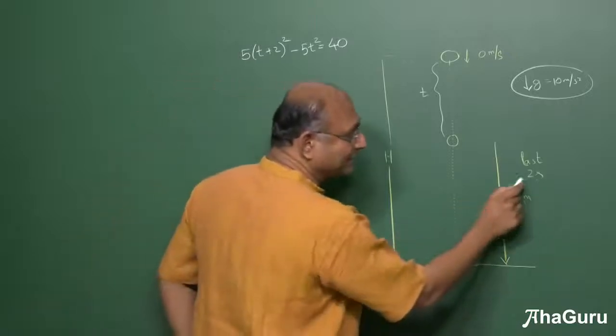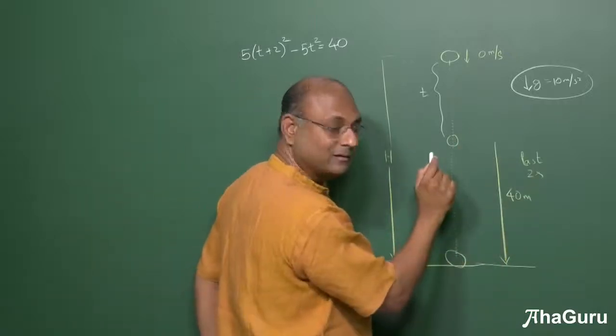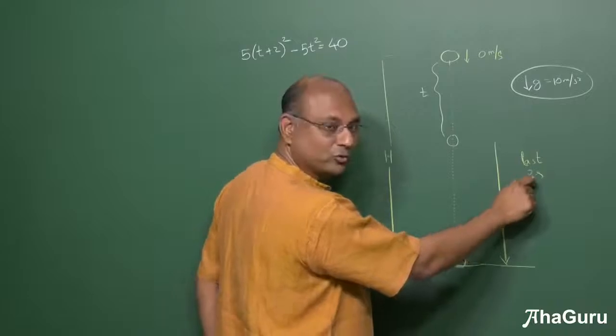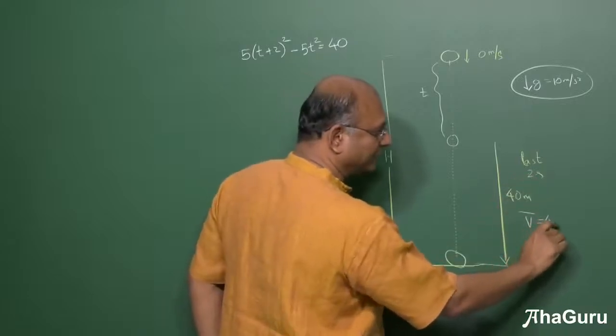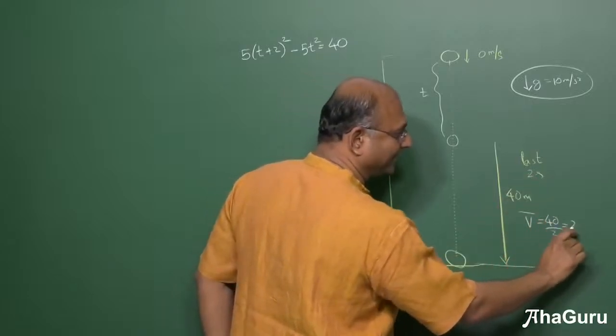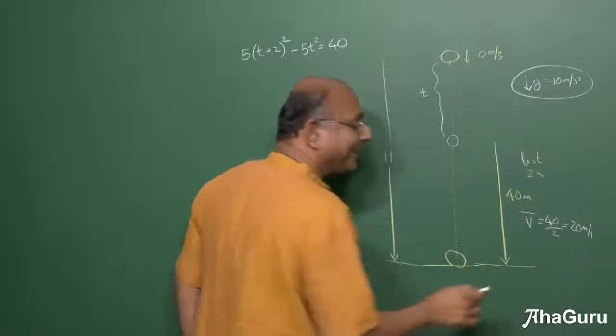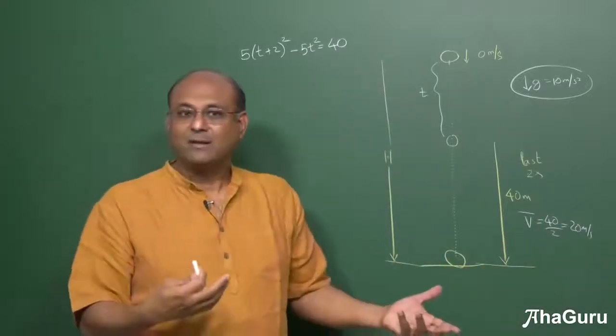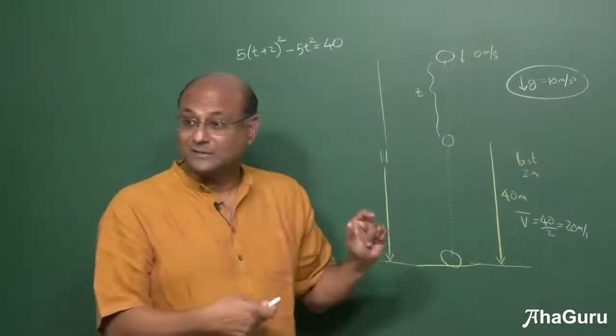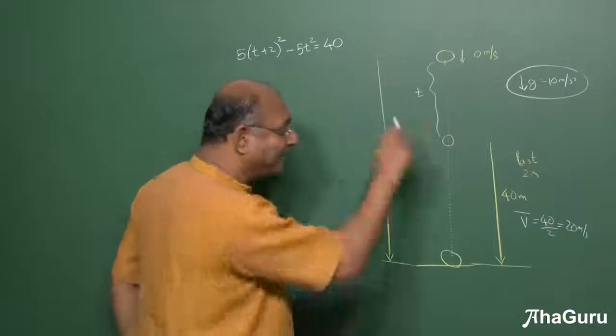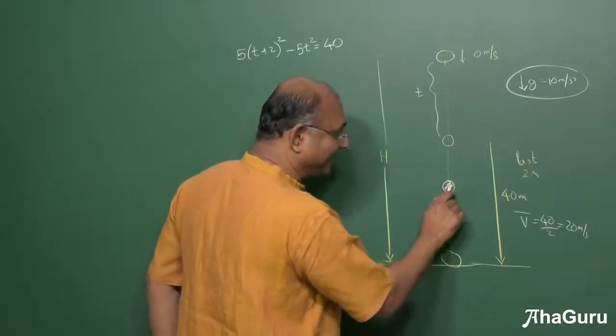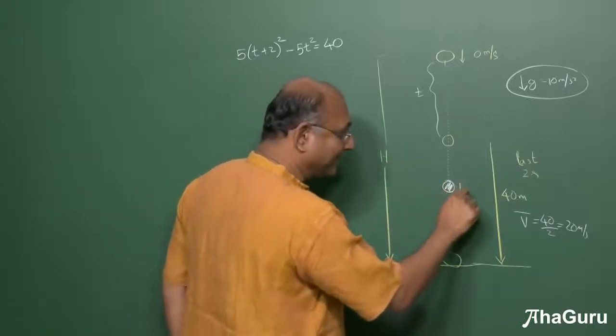What is the average velocity for this period? 40 by 2. So average velocity is 40 by 2, 20 meters per second. But I can't use average velocity anywhere. V equals u plus at is for instantaneous velocity. Now we know the trick. Average velocity happens somewhere here. What is the velocity here?